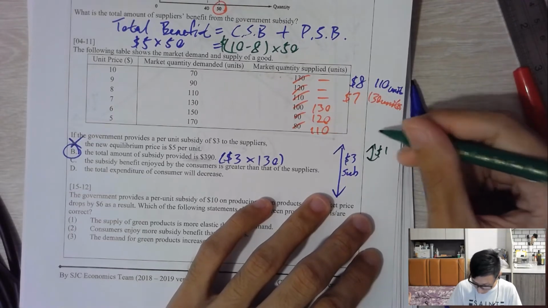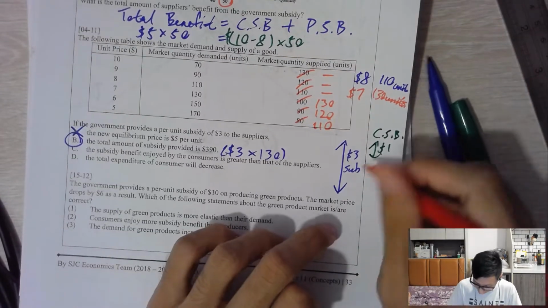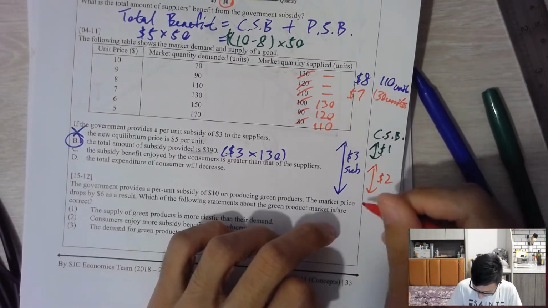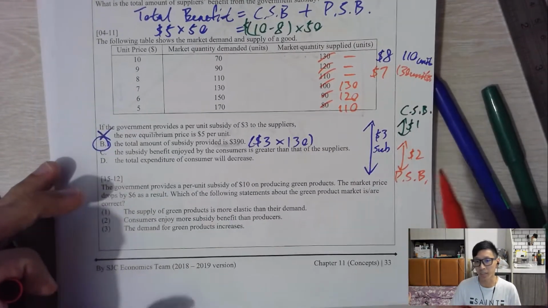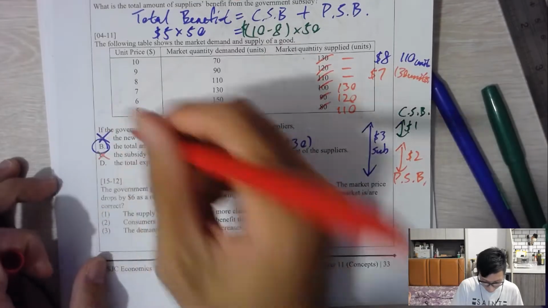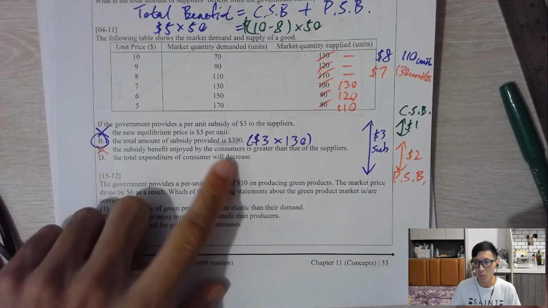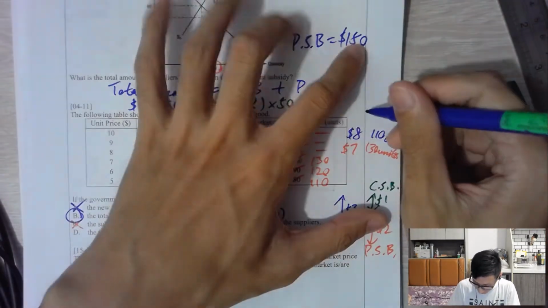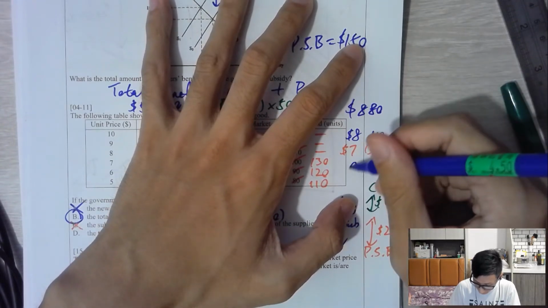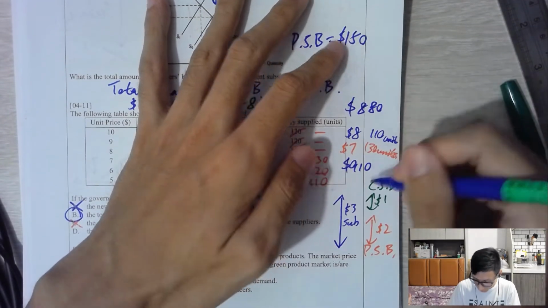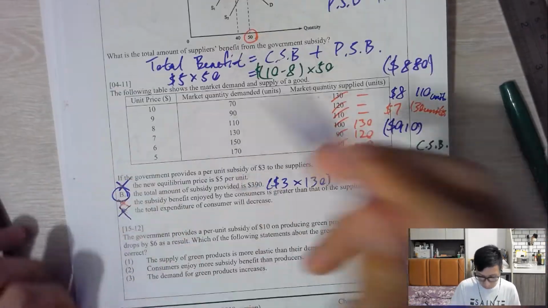This is the consumer subsidy benefit part. So who gets the remaining $2? This is producer subsidy benefit. Obviously, the producer is enjoying more of the benefit. So C is not correct. Now D, total expenditure would decrease. Just calculate and you'll know. This one, 880. This one would be 910. Obviously, it has increased. So D is also not correct.